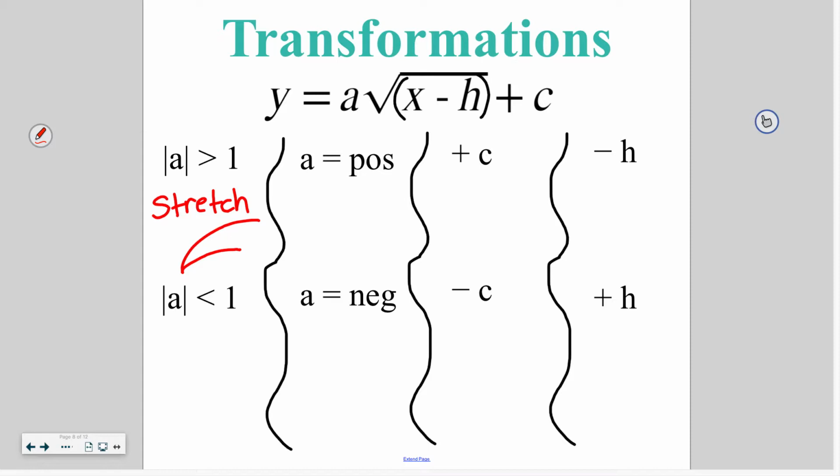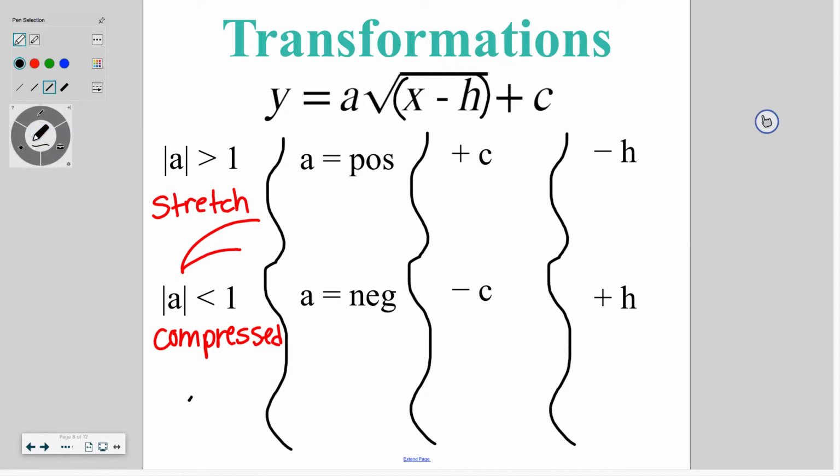Opposite of that, if it is less than 1, we're going to call it compressed. So if our original graph was this line right here, our graph, if a was less than 1, is going to be going below that or getting pushed down. Then we're going to pay attention to if a is positive or negative. If it is positive, there is no reflection.